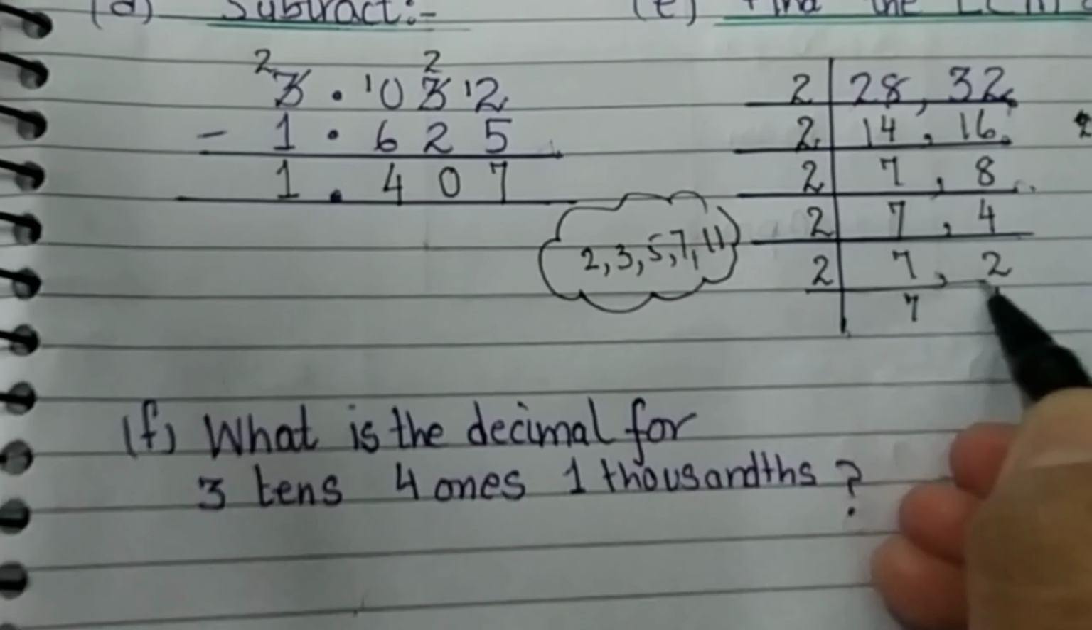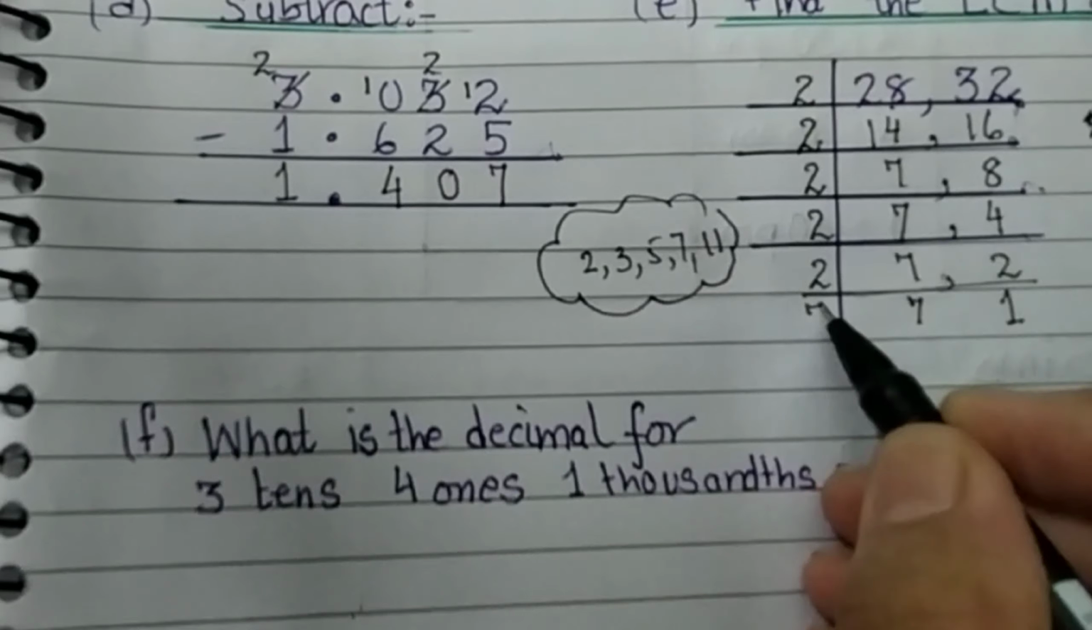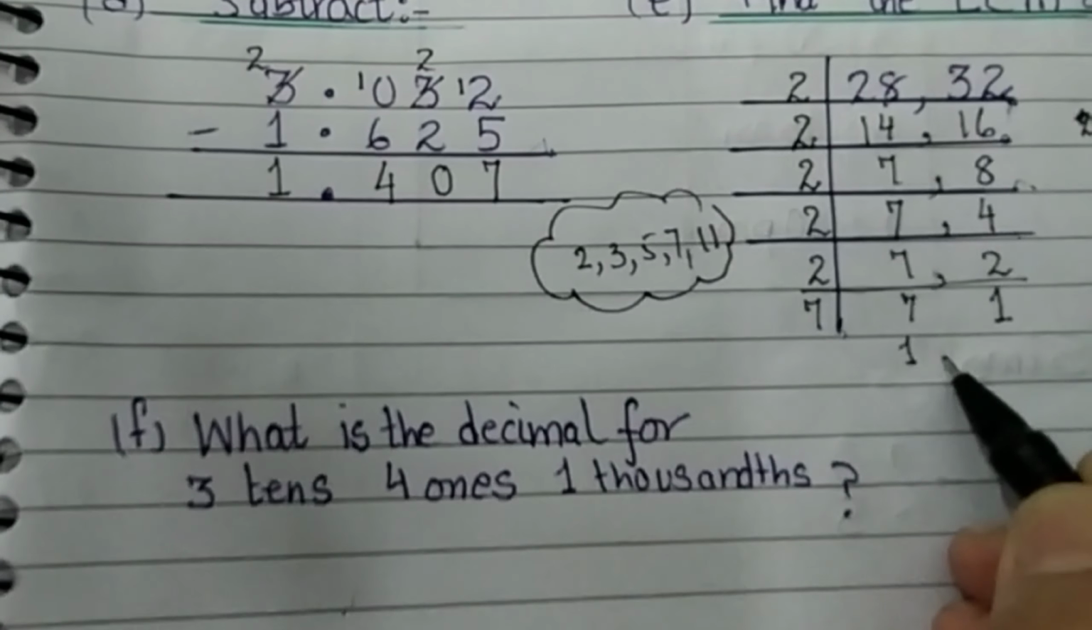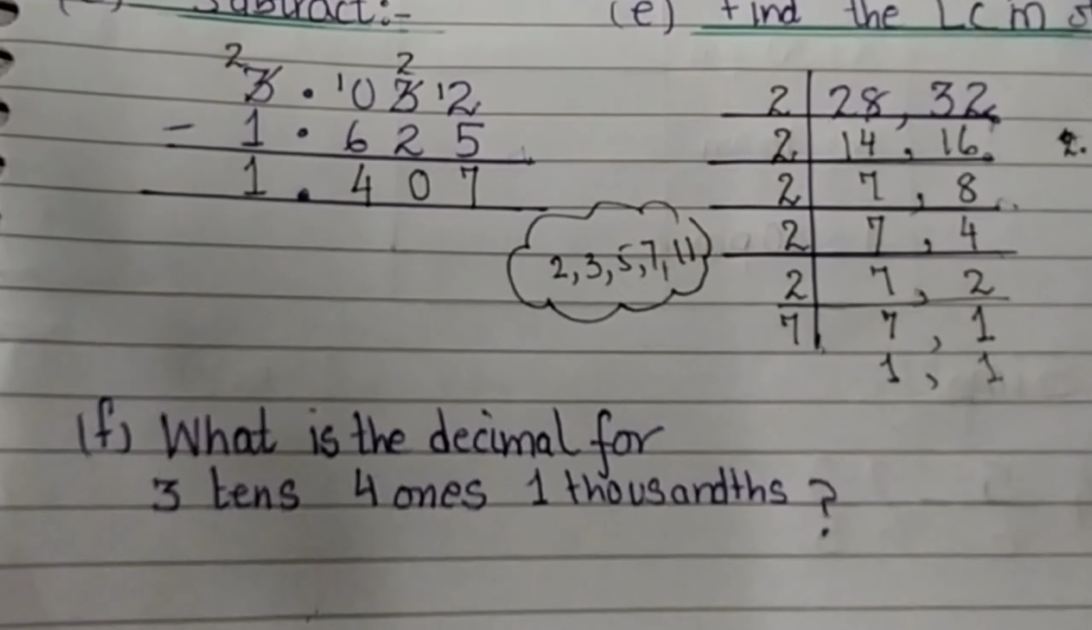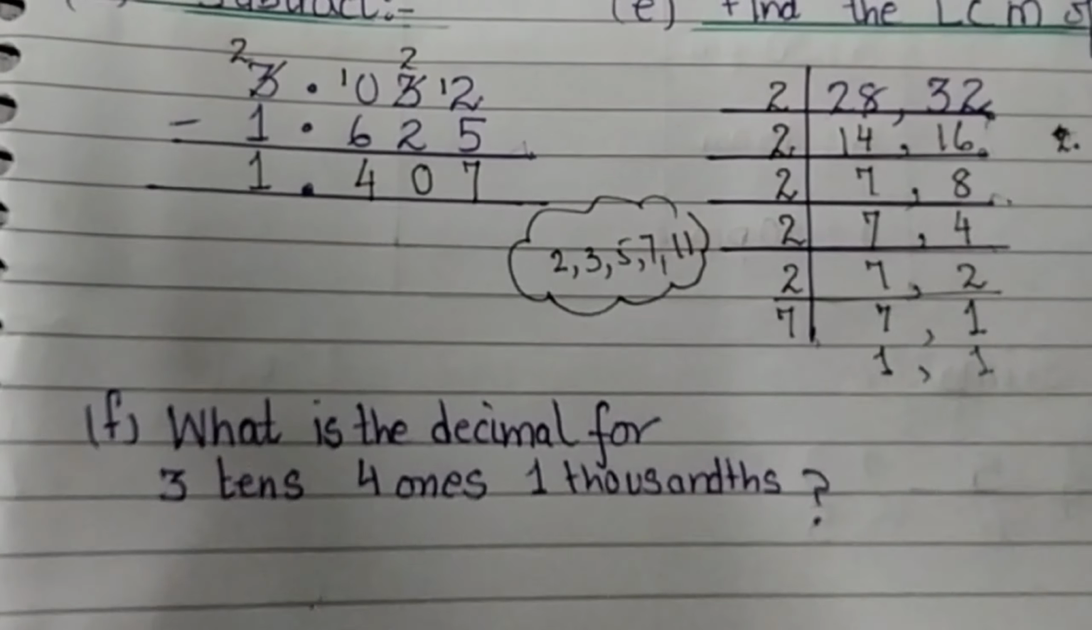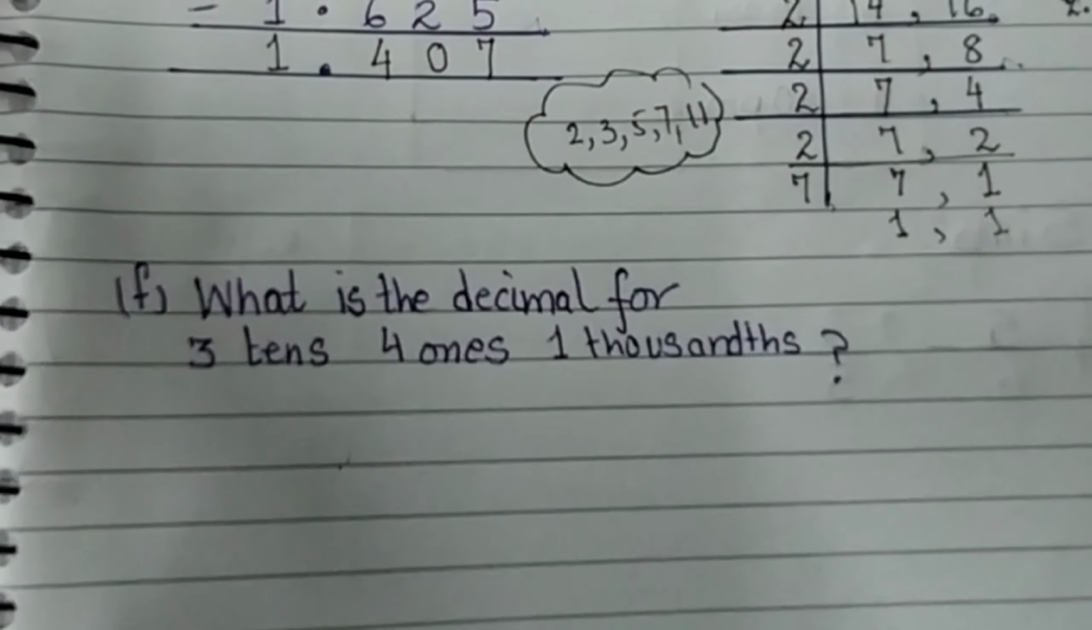So what are we left with? The last prime number, that is 7. 7 times 1 is 7. And here we go. How do we find out the LCM? We have to just multiply the numbers that we have got here.